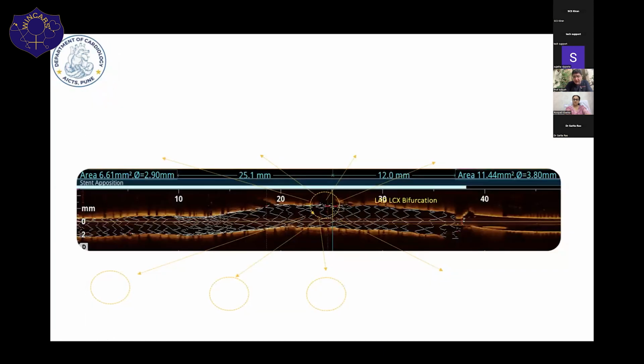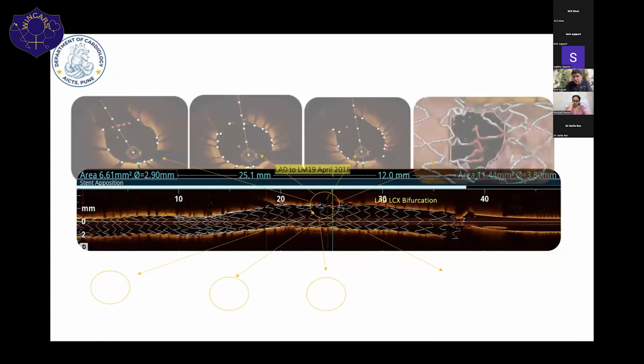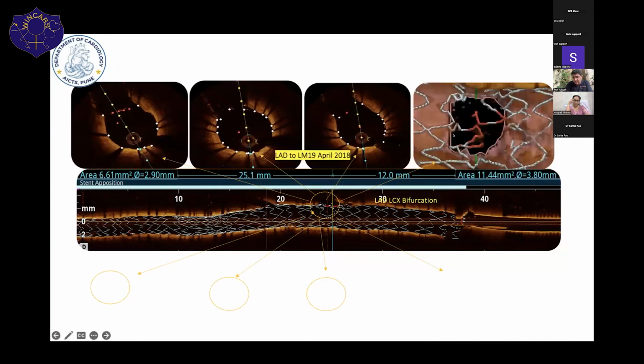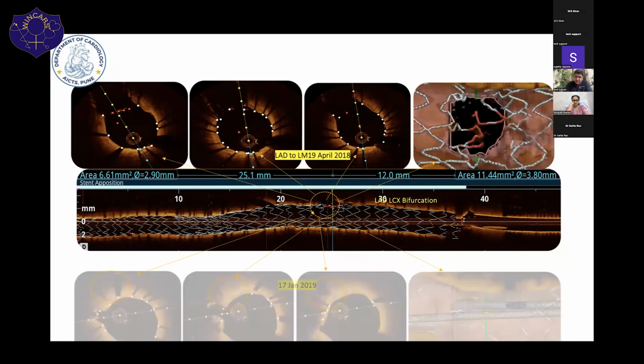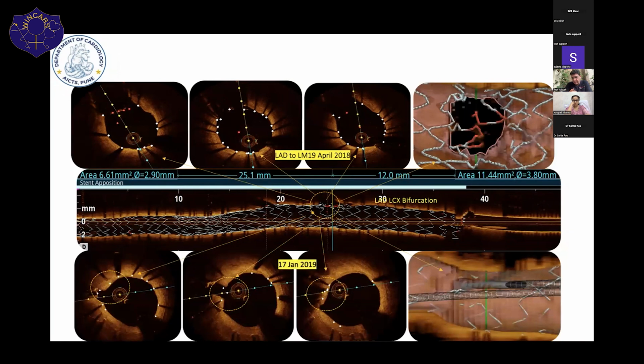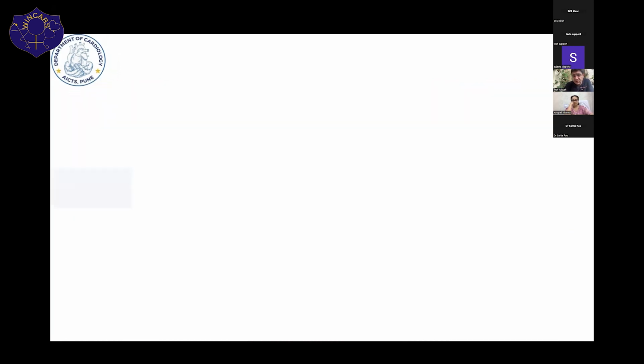So when we compared it with the index OCT, this was the side branch ostium. This is the side branch LCX ostium, where we left a large amount of stent struts at the side branch ostium, and this is what happened. So actually, this was one case from one of our trials in which we wanted to identify how we can improve side branch outcome in left main bifurcation angioplasty.